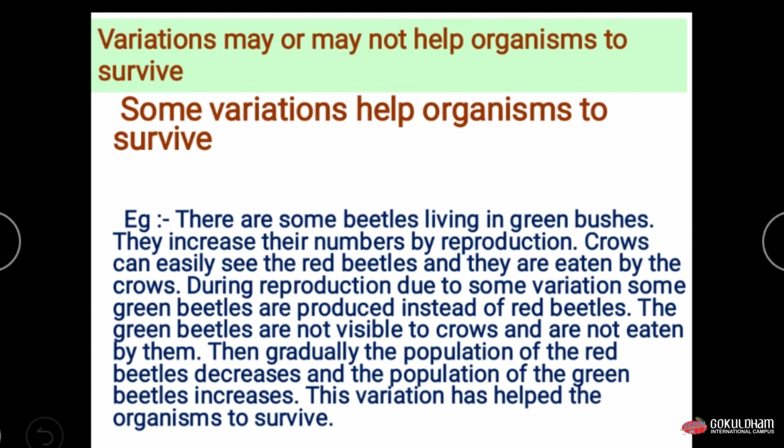Then gradually the population of red beetles decreases, because the crow continuously eats only those beetles having red color, since green beetles are not visible on the plant. So the population of green beetles increases. So we can say here that this variation helps that organism to survive in that particular environment.